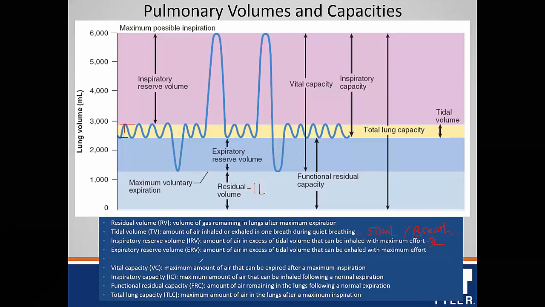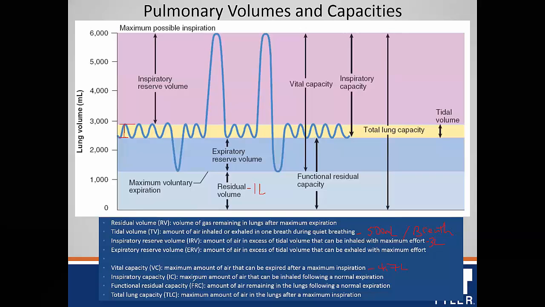So then if we go to vital capacity. Vital capacity is the maximum amount of air that can be expired after maximal inspiration. Right? So it is ultimately the addition of the inspiratory reserve volume, tidal volume, and expiratory reserve volume. So this is going to be about 4.7 liters in the vital capacity. Again, the addition of expiratory, tidal, and inspiratory reserve volumes.